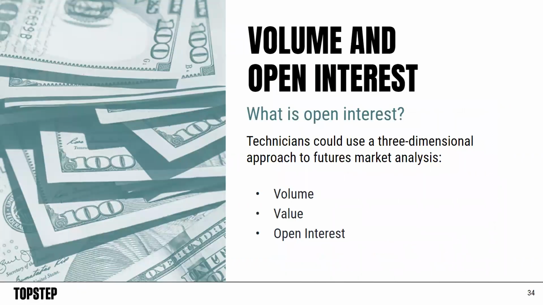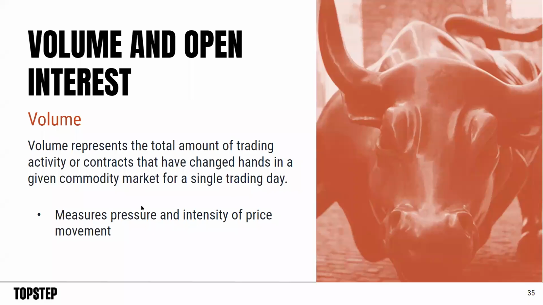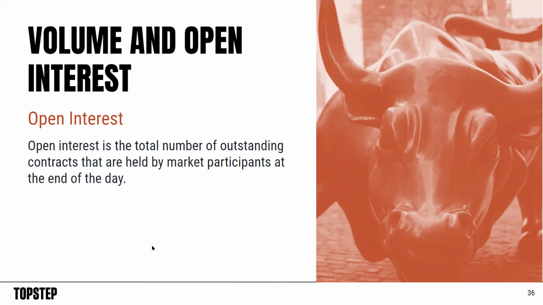Okay, back to volume and open interest. If you're not looking at volume and open interest, you're missing a big part of the information that the market is providing to you. We have volume, value, and open interest. Volume represents the total amount of trading activity or contracts that have changed hands in a given product or commodity in a single trading day. Volume measures the pressure and intensity of price movement. If price is moving on low volume, there's not much behind it.